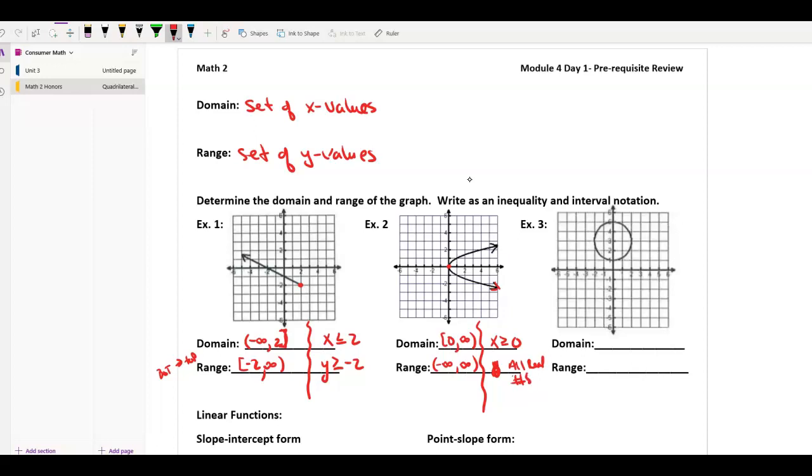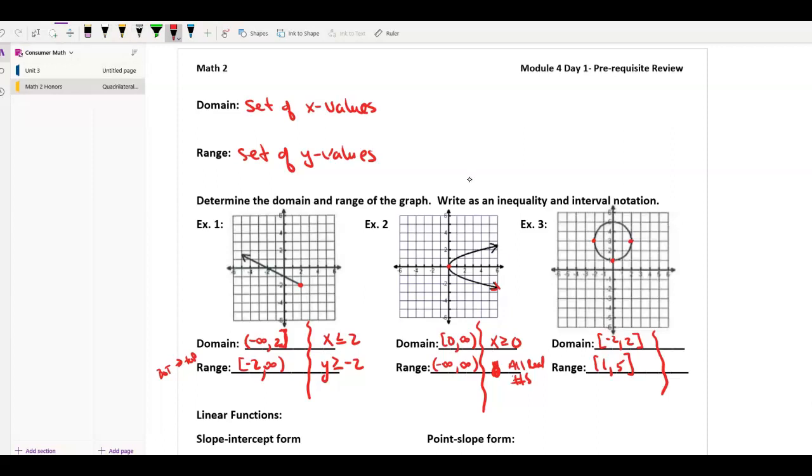All right. Now the last one here is a circle. And from left to right, we start at -2. So square bracket, -2. We end at 2. And then my range, the bottom starts at 1 and continues up to 5. So right there, that's interval notation.